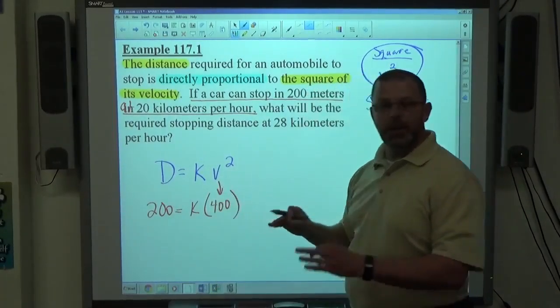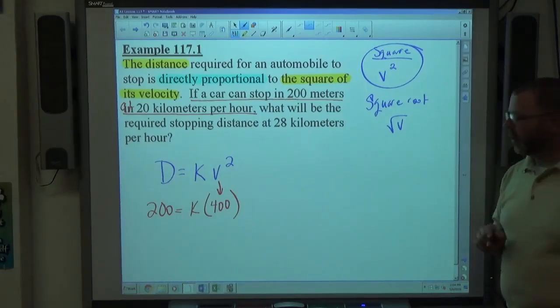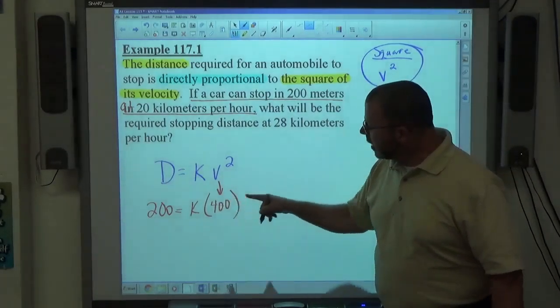So again, v squared means whatever the velocity is, we have to take the second power. If you can do that mentally, fine. If not, write 20 squared and then maybe use a calculator to evaluate it, verify you get the right number. All right, 200 equals k times 400.